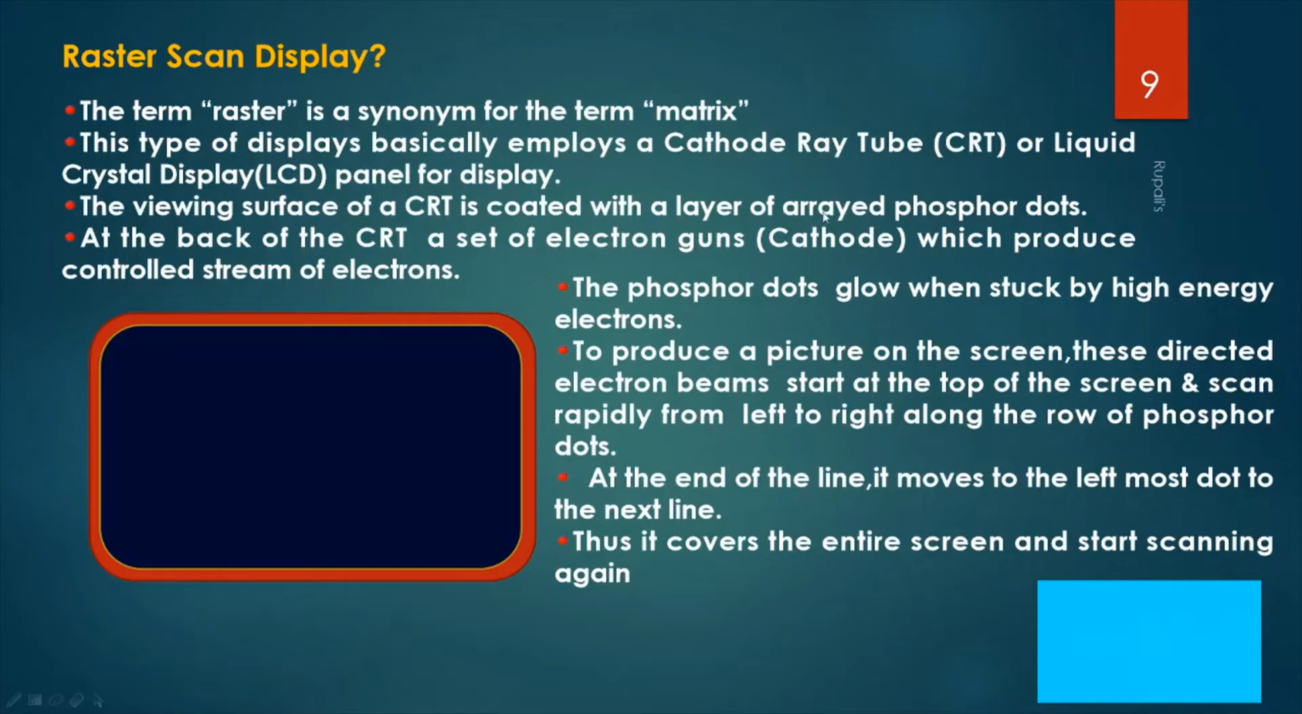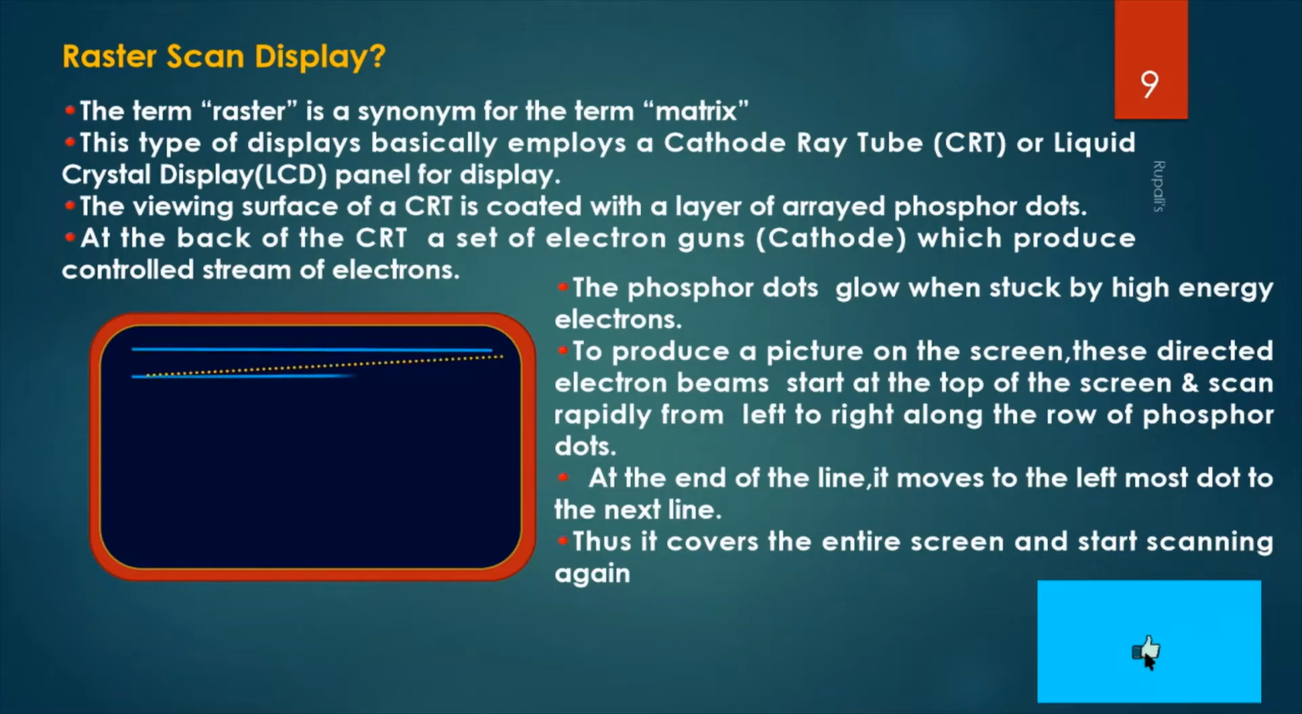Now, raster scan display. The term raster is a synonym for the term matrix. This type of display basically employs a cathode ray tube (CRT) or liquid crystal display (LCD) panel for display. The viewing surface of a CRT is coated with a layer of arrayed phosphor dots. At the back of the CRT, a set of electron guns (cathode) produce a controlled stream of electrons. The phosphor dot glows when struck by high energy electrons.